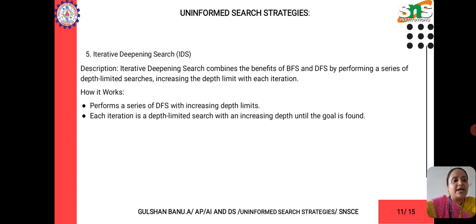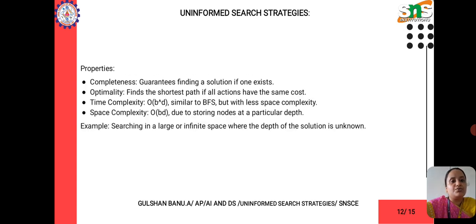The iterative deepening search combines the benefits of BFS and DFS by performing a series of depth limited searches, increasing the depth limit with each iteration. So how does it work? It performs a series of DFS with increasing depth limits. Each iteration is a depth limited search with an increasing depth until the goal is found. So it also has certain properties. Completeness: it guarantees finding a solution if one exists. Optimality: it finds the shortest path. The time complexity is O(b^t), and the space complexity is O(t).